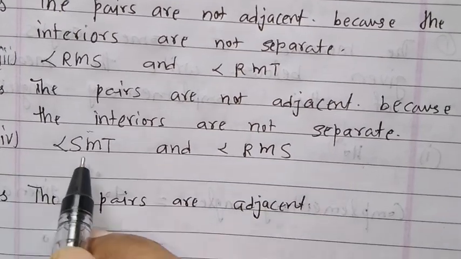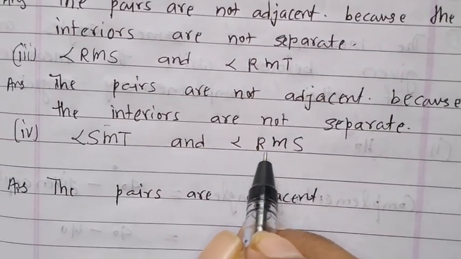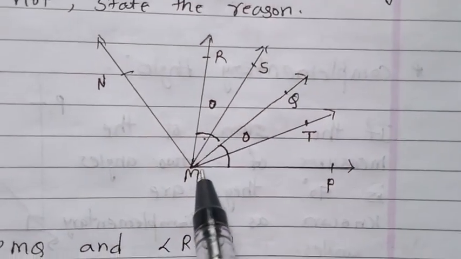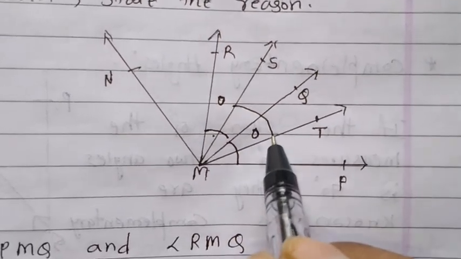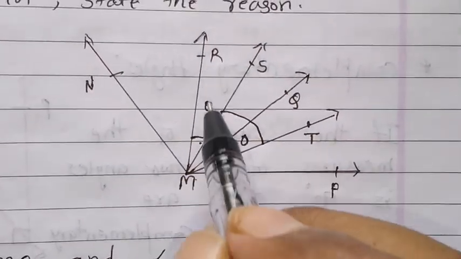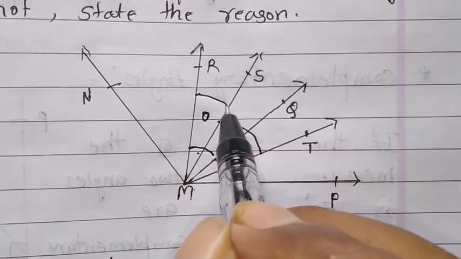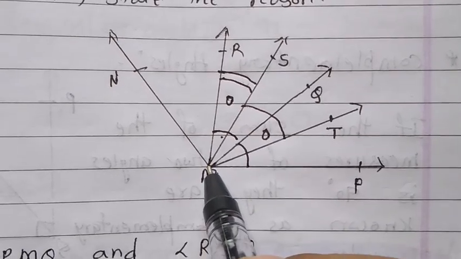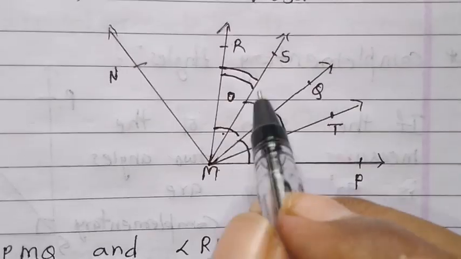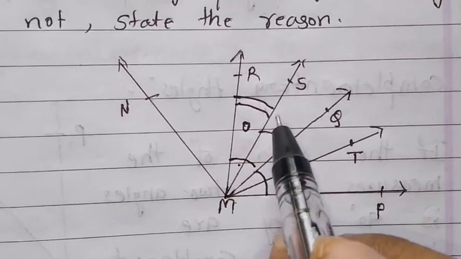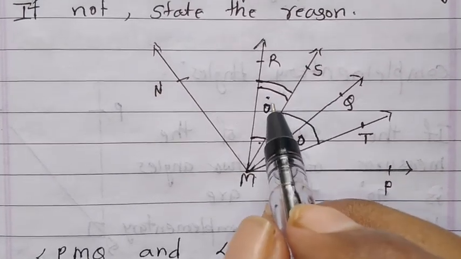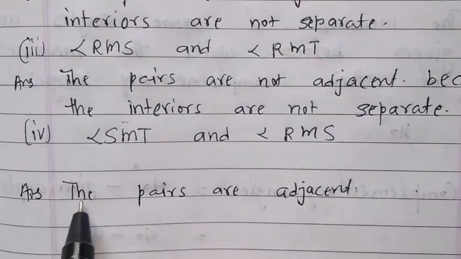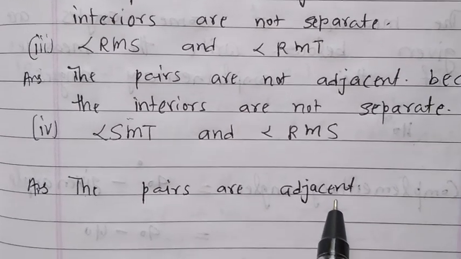Now come to the fourth one: angle SMT and angle RMS. Now see SMT, we are talking about this angle. Next is RMS, we are talking about this angle. Now here M is the common vertex and MS is the common arm. That means they are separated. So these two angles are adjacent angles. So what to write? The pairs are adjacent angles.